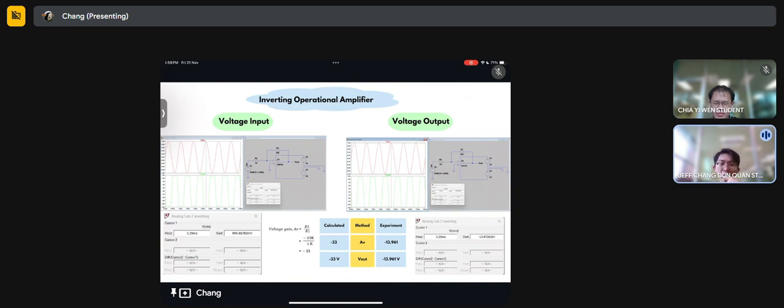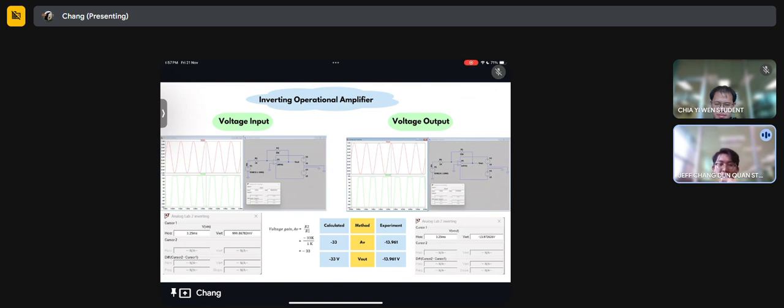The inverting amplifier was designed with a theoretical gain that we get from the formula shown in the figure. In the slide, we get negative 33. So a 1 volt input should produce negative 33 volt. However, we only measure negative 13.961 from the lab experiment.